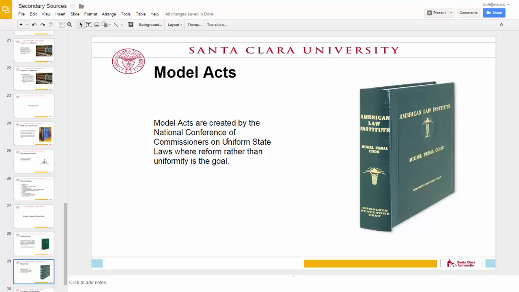And the most popular model act that you will encounter is the Model Penal Code. There's also the Model Act for Legal Ethics, which California is unusual in that we haven't adopted either of those model acts.